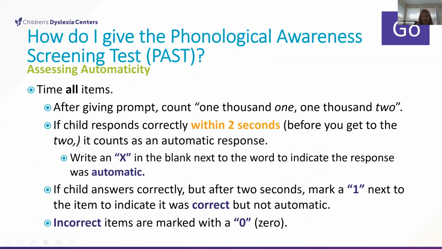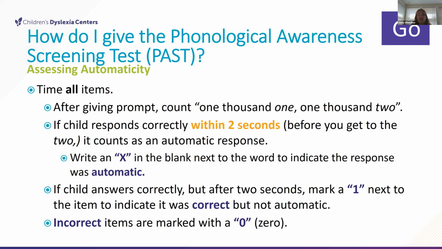All right, so timing. You want to assess automaticity, and to do that, you're going to time all the items. After you give the prompt, you're going to count 1001, 1002. If the child responds correctly within 2 seconds, before you get to the 2, it counts as an automatic response. You will write an X in the blank next to the word to indicate the response was automatic.